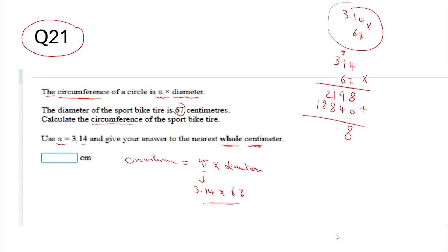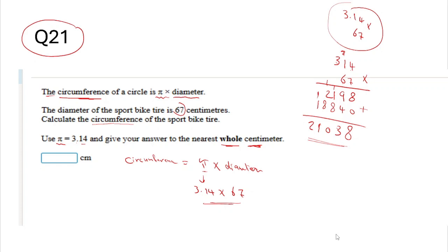Now we add. 9 plus 4 is 13. 2 plus 8 is 10. So this will be 3. Plus 8 is 11. And here will be 2. Okay, so this is the answer.